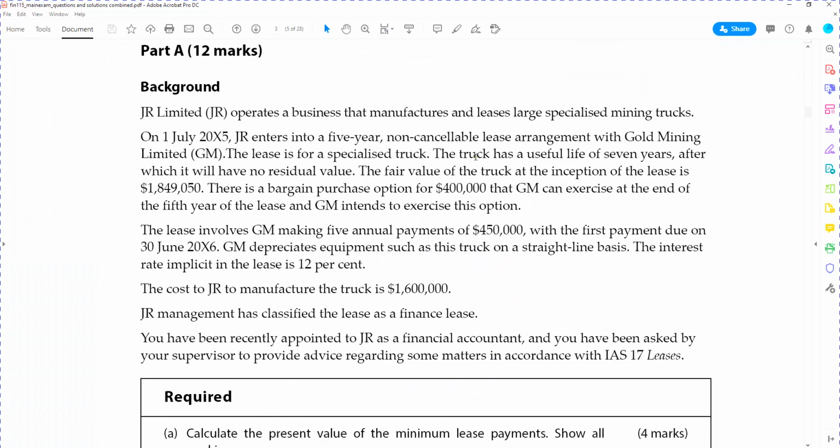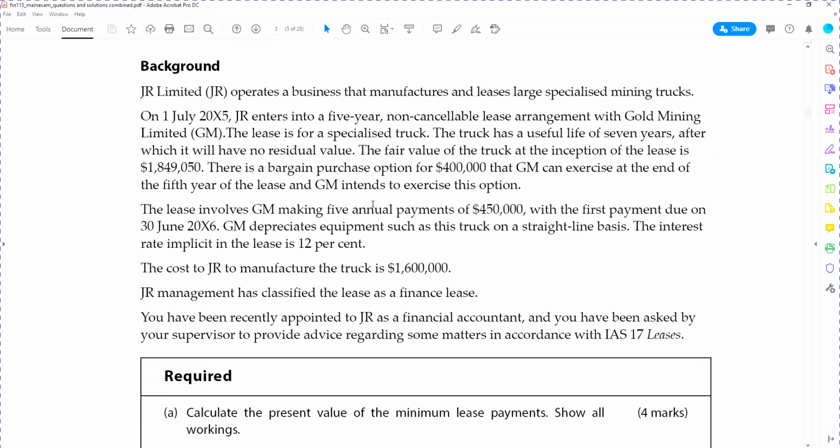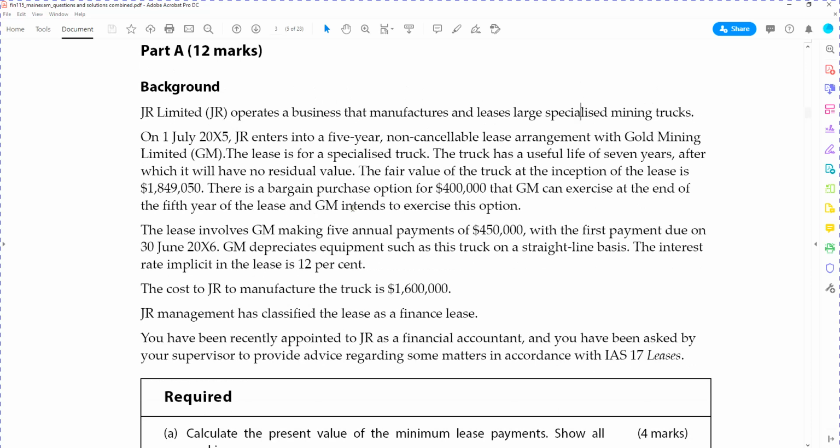Okay, so we've got a company that operates leases large specialized trucks. So straight away you know it's going to be a question to do with leasing. So calculating the present value of minimum lease payments, identifying whether it's an operating or finance lease, etc. So straight away by reading that, you know where the question is going, which section of your critical file you need to jump to, and which templates you need to open from the exam Bible.